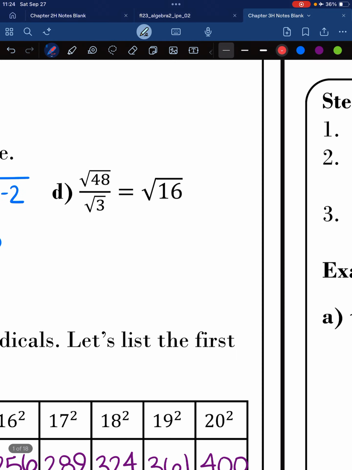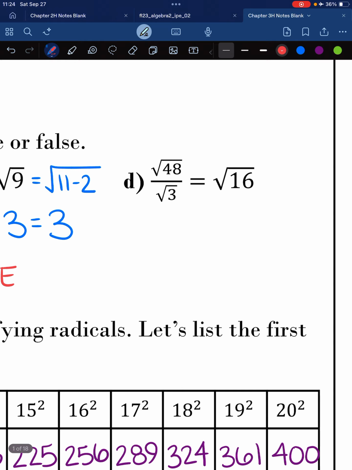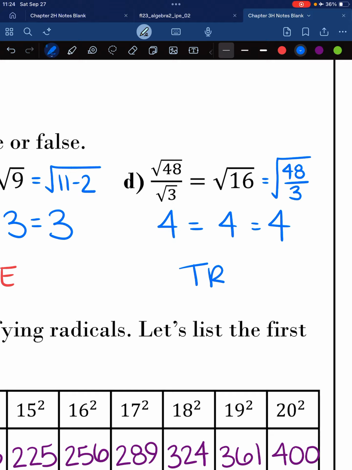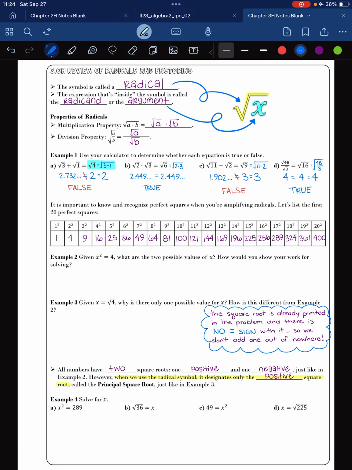But what we can do is D, because we have the division property. Let's verify that it works. 16 is the same as 48 divided by 3, which means I could write this as 48 divided by 3, all underneath one big radical there. And I can type any single one of these expressions into my calculator, and we're going to get 4 equals 4 equals 4. So this property is true for radicals. We can split up division and multiplication. We cannot split up addition and subtraction.